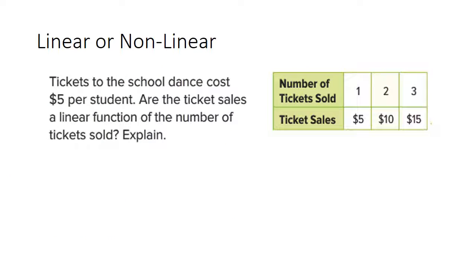Pause the video and try this example in your notes. Make sure you explain why the table is linear or nonlinear. In this table, there is a constant rate of change of $5 for every one ticket sold. So this is an example of a linear function.